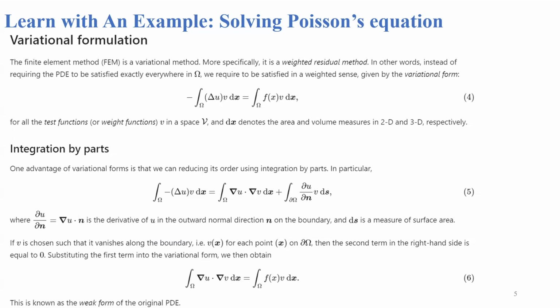Here del u del n is the derivative of u in the normal direction n on the boundary, and ds is a measure of the surface. Now, if v is chosen such that it vanishes along the boundary, that is v of x is 0 for each point x on del omega, then the second term on the right hand side, which is del u del n v ds, is equal to 0 because v is 0 at that boundary. Now, if you substitute that, it leads directly to the integral of del u del v dx equals the integral of f of x v dx. So that makes the problem much simpler in a way.